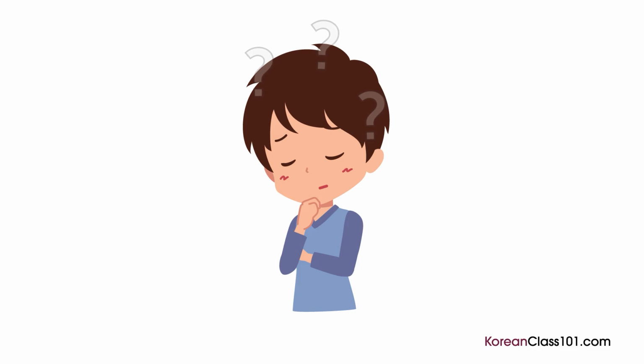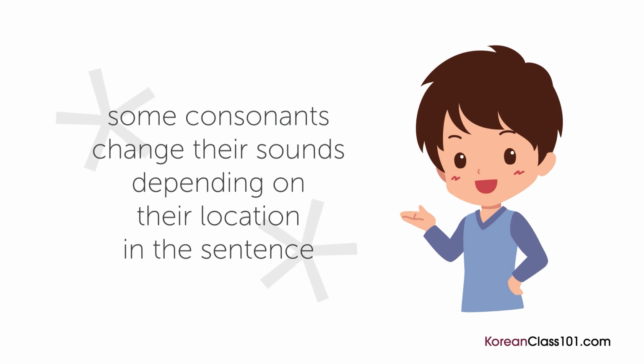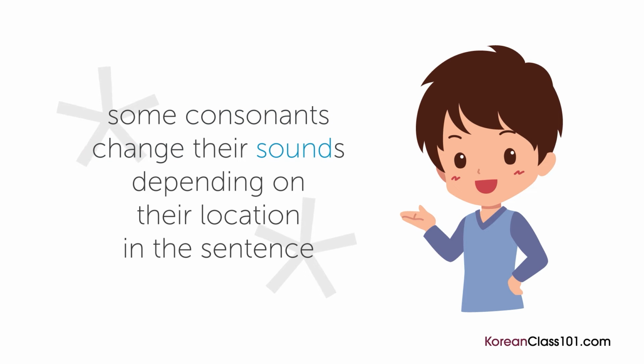Many Korean learners wonder why some Korean consonants don't sound like their English equivalents. Have you ever wondered why 기억 sometimes sounds like K and not G, or why 디귿 sometimes sounds like T instead of D? It's because some consonants change their sounds depending on their location in the sentence.